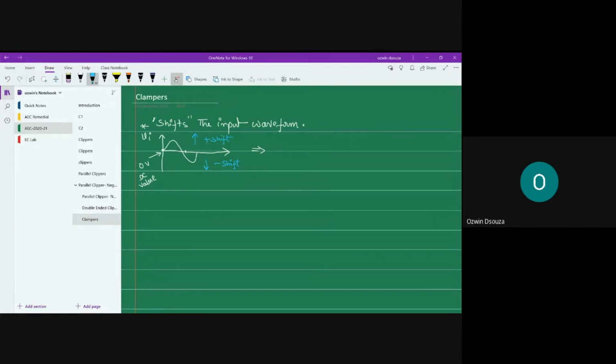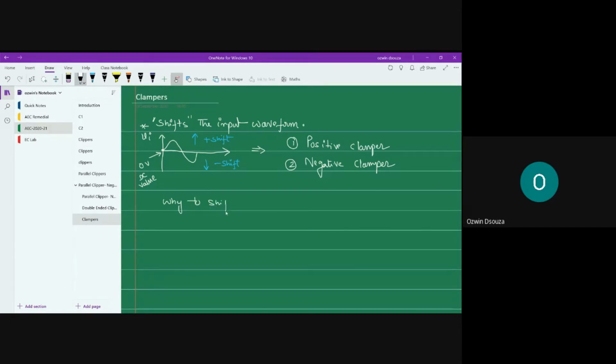So accordingly, the clampers. In the beginning I said clampers are meant for shifting the waveform. When you say shifting the waveform, one can shift the waveform in the positive direction, or in the negative direction. So in clampers, there are two types. Can you guess? A positive clamper, and a negative clamper.